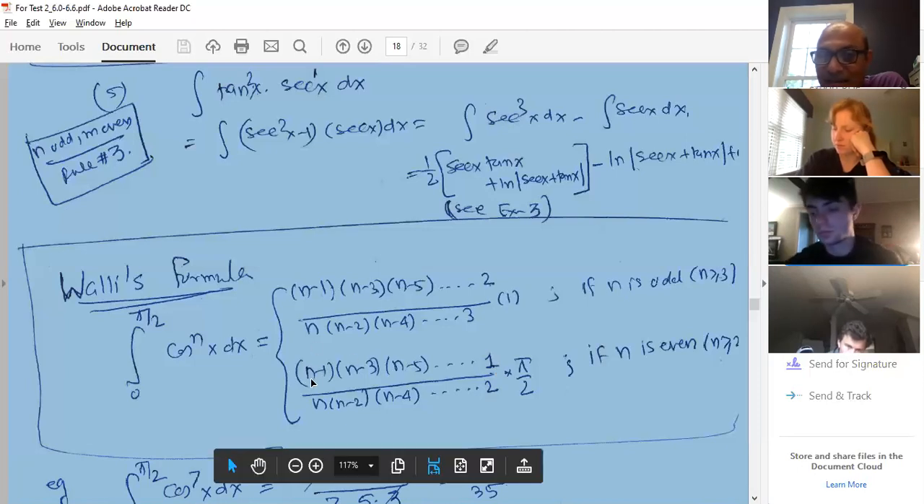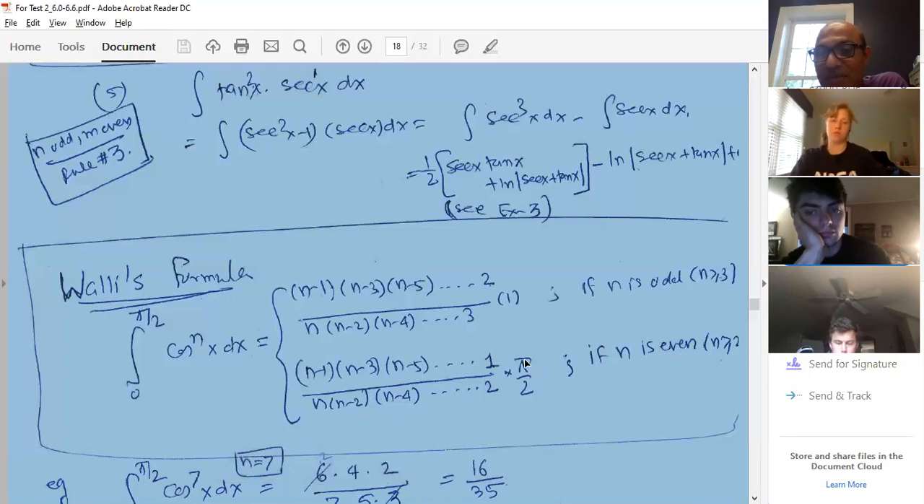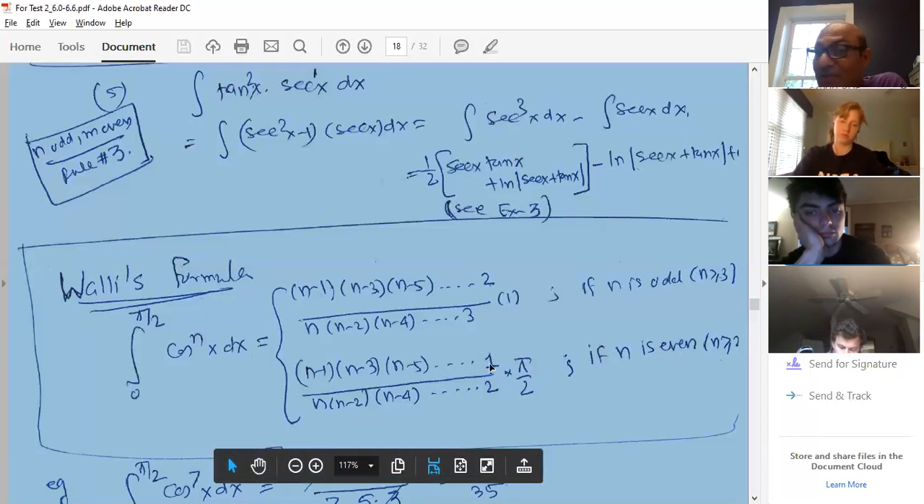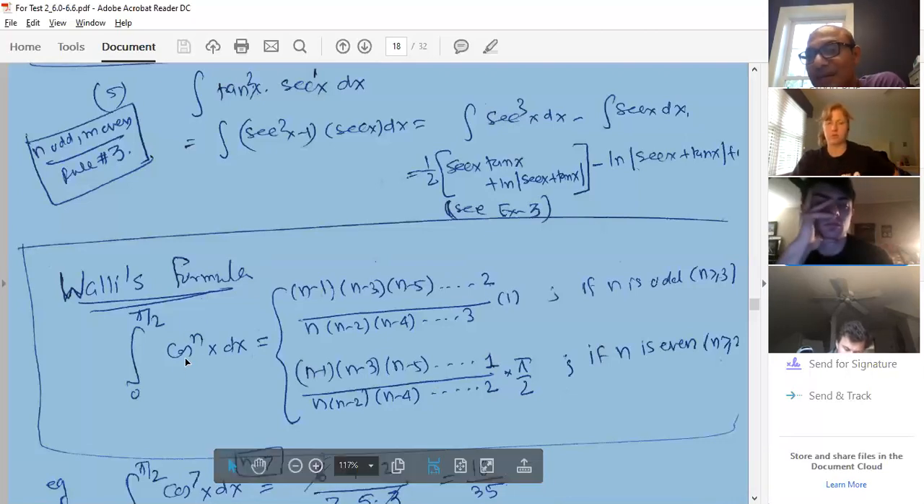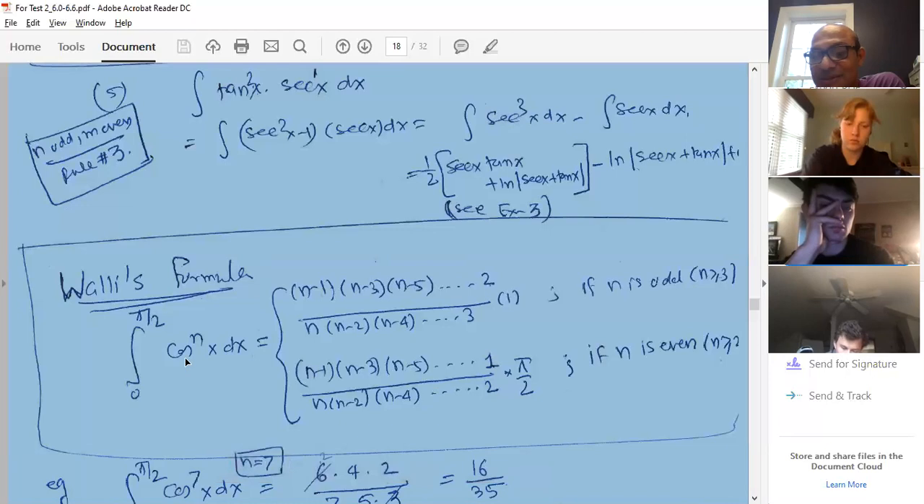So n equal to 10, so 10 minus 1 is 9, then 7, then 5, then 3, and then 1. Now 10 minus 2, so 8, 6, 4, and 2. See, I'm getting the same thing. Automatically you will get it if you use the proper form and then multiply by pi by 2, and that will be the answer. So such a big power integration can be answered very easily using the Wallis formula, right?